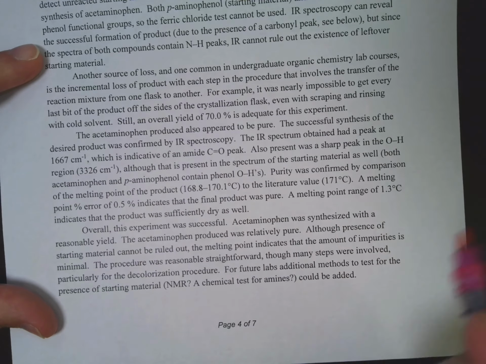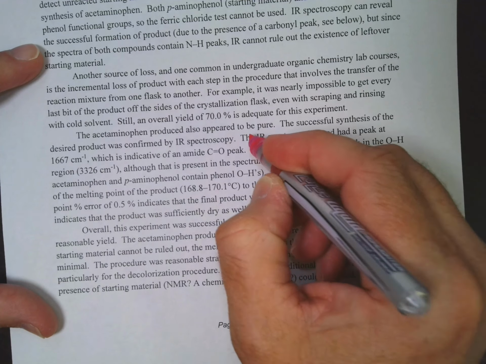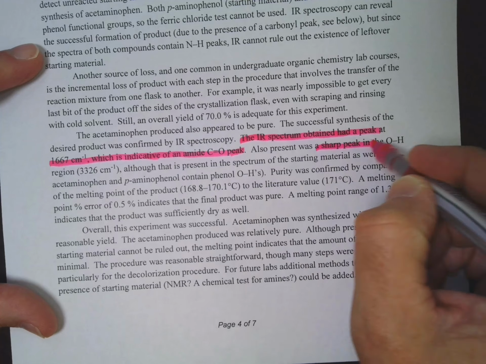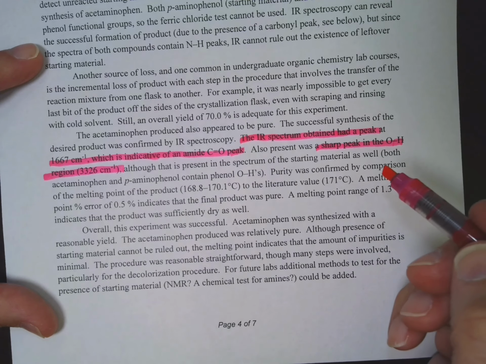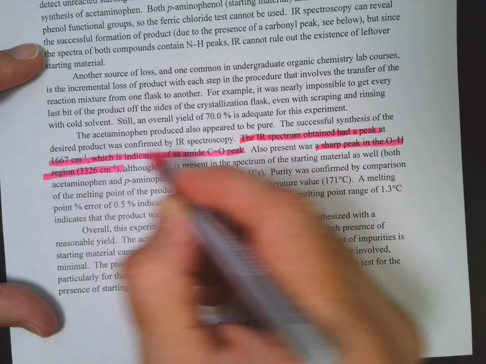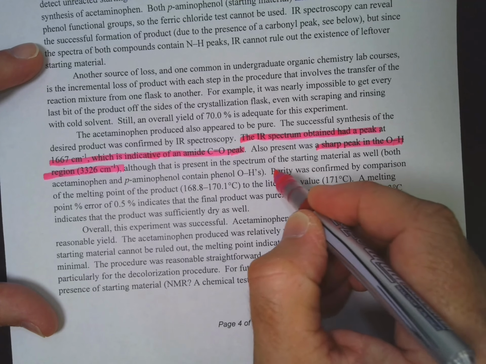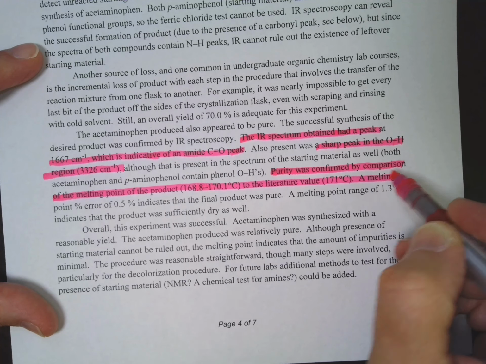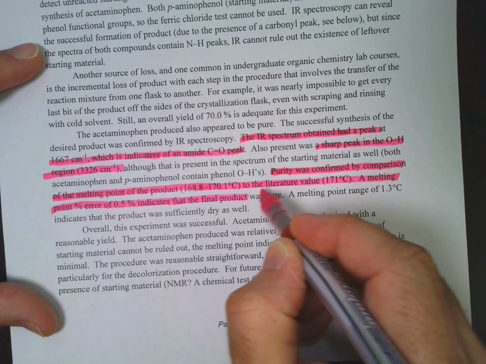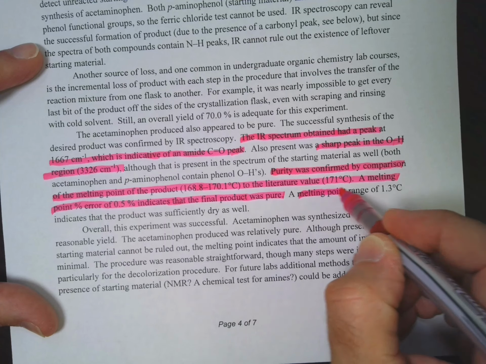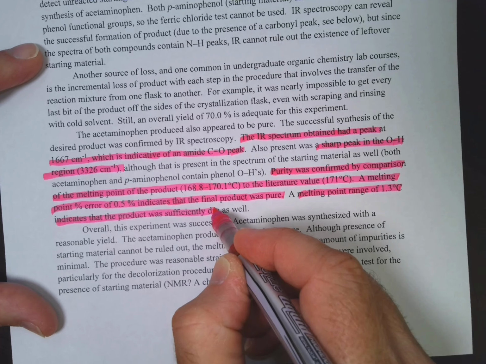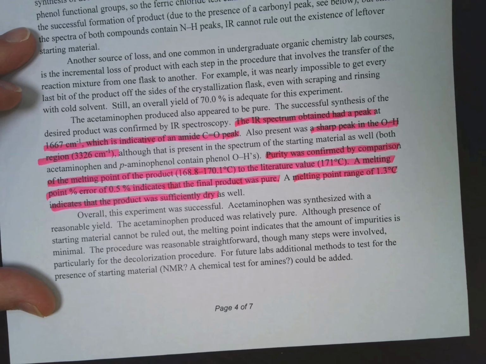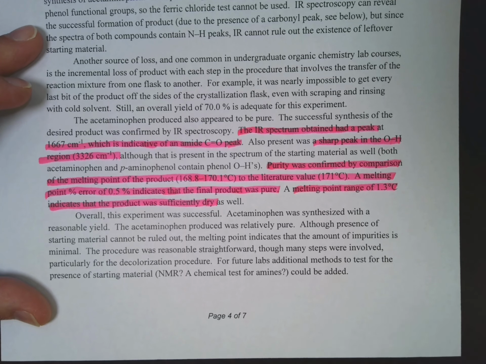All right, let's see. And then I talk about purity here. So in this paragraph I'm talking about purity, and so I have my IR spectrum, and the sharp peak there, although it's present in both, so I did mention that. And then I compared the melting point to the literature value, and got a melting point percent error of 0.5%, which is pretty good. Okay, and then I also mentioned the range.